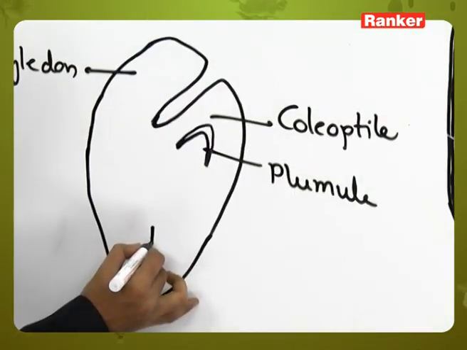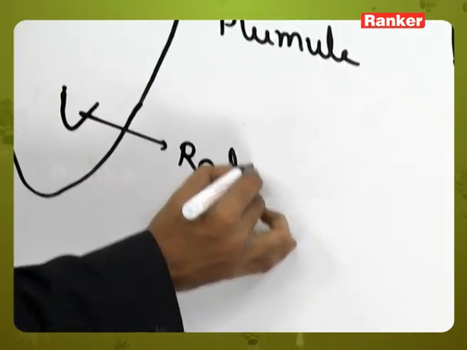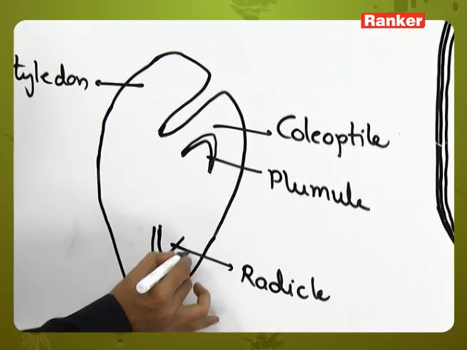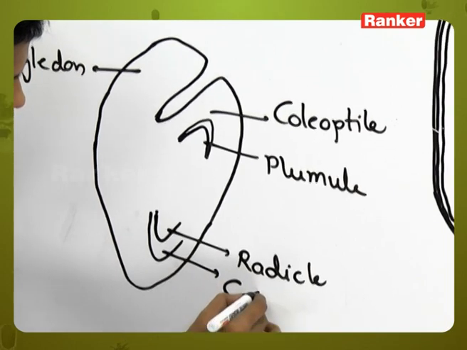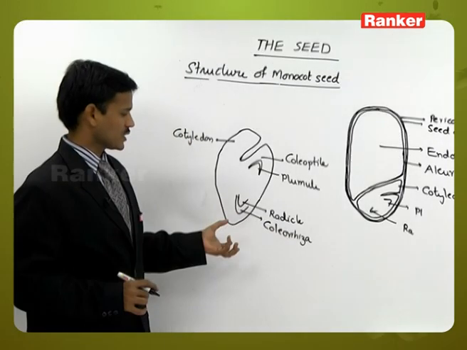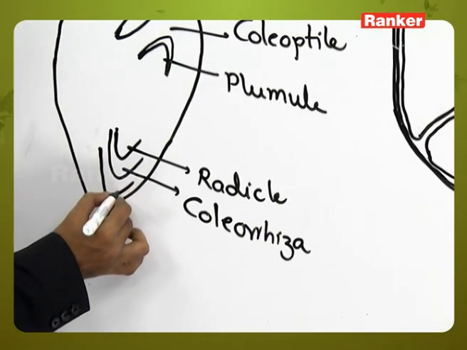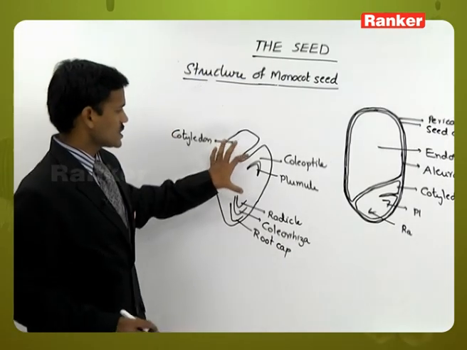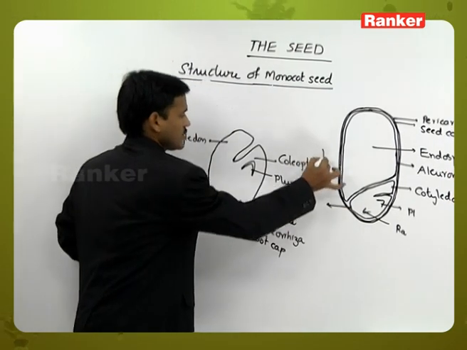And here the radicle develops into the root system, and it is covered by one sheath. This sheath is called the coleorhiza. It is a protective sheath. Radicle and coleorhiza are both covered by a root cap. This is the embryo structure. This embryo structure, if we enlarge it, is the embryo.